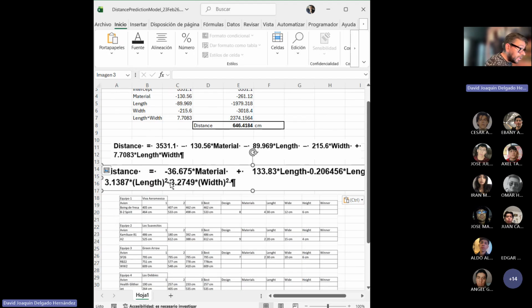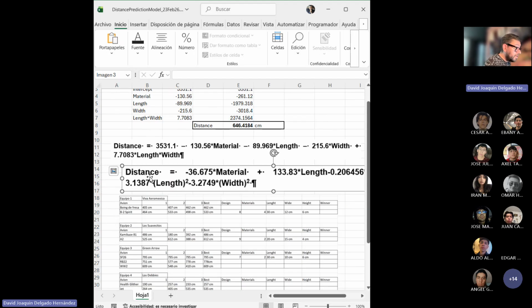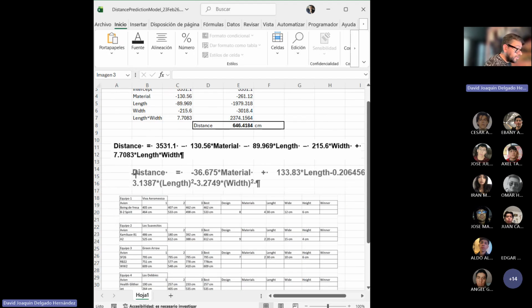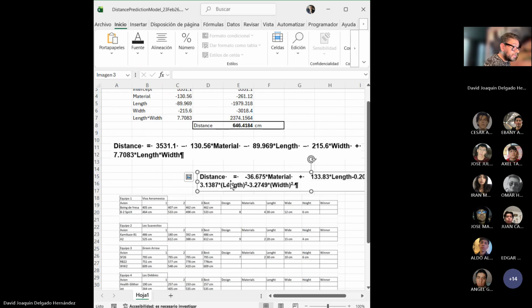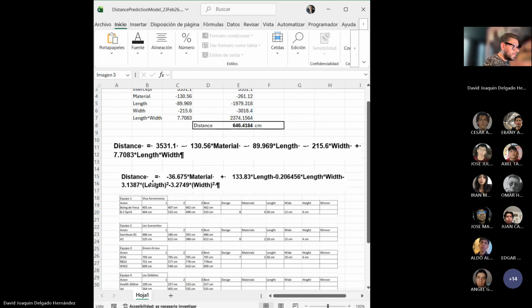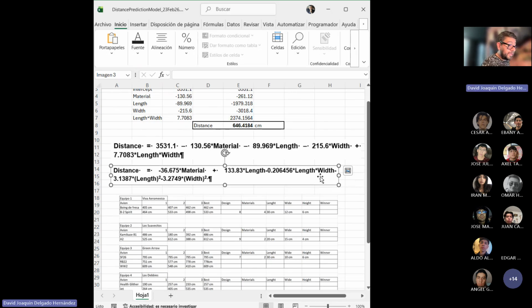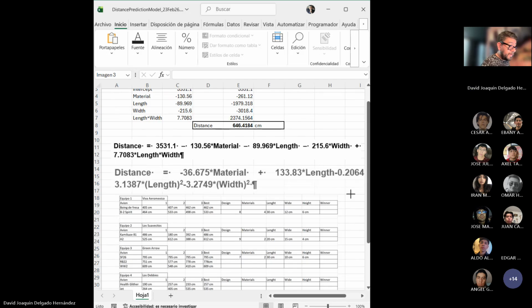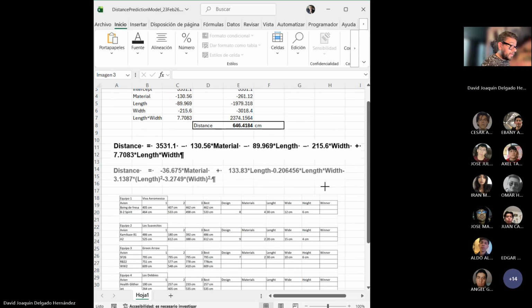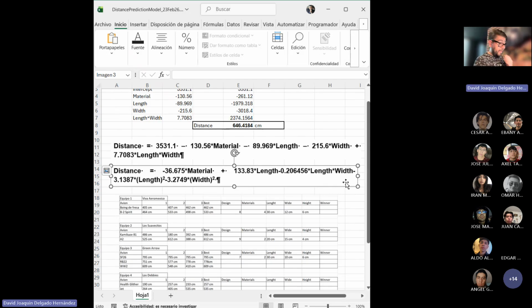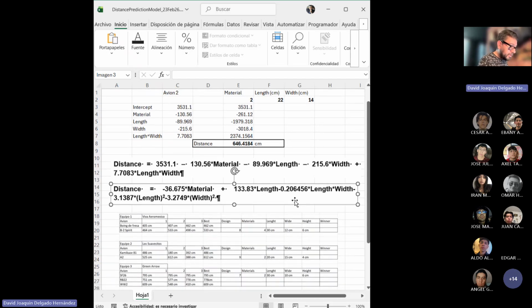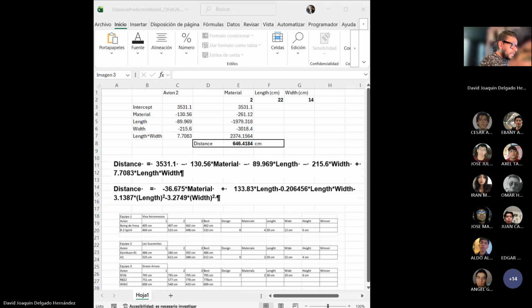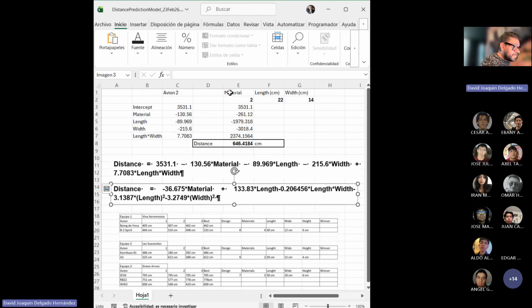Okay, this is our new model. So I am going to show you here as well. This is the quadratic model. Okay, so let us carry out the numbers. So this is my input data.